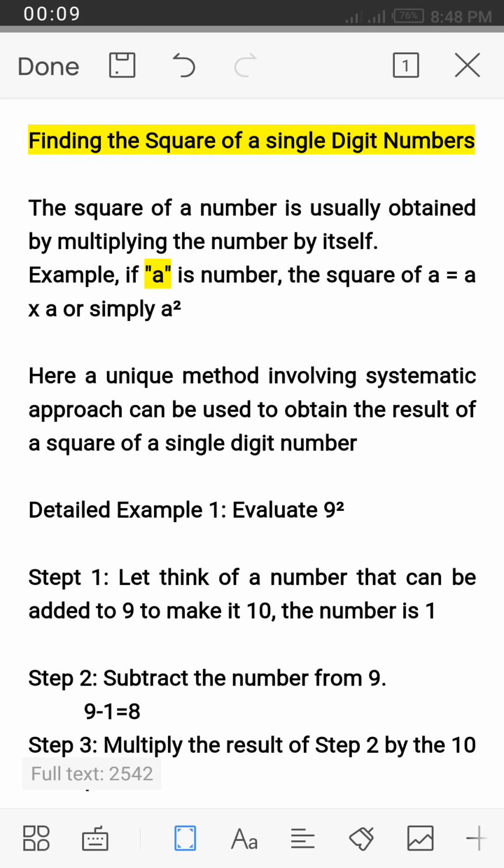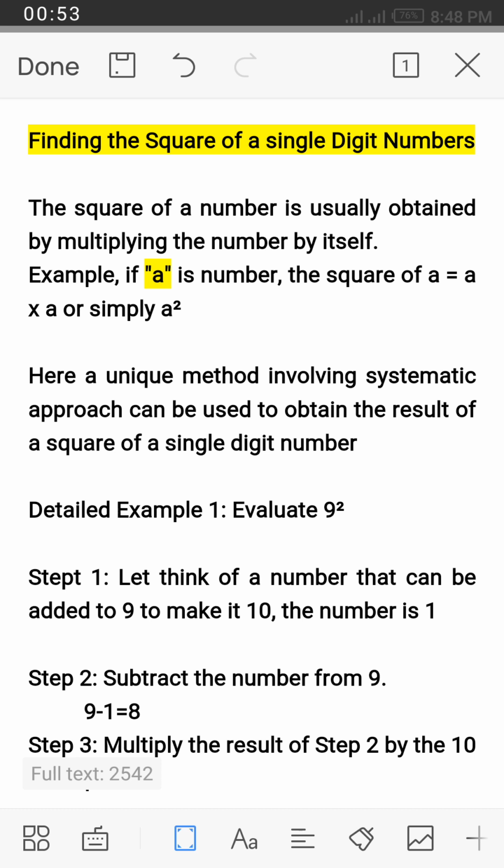Let's take a look at this simple trick on how to find the square of single digit numbers. Now, when you say square, it simply means you are multiplying a number by itself. The square of a number is usually obtained by multiplying the number by itself. For example, if a is a number, the square of a simply means a times a, or simply a raised to the power of 2.